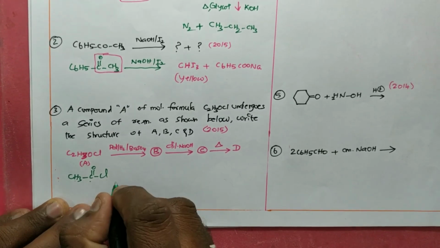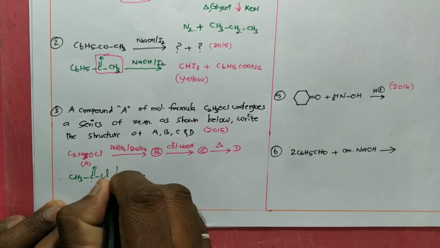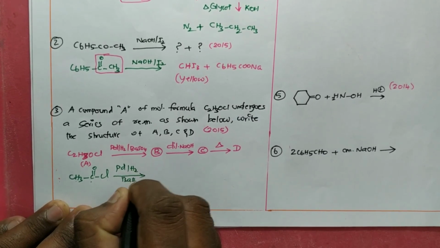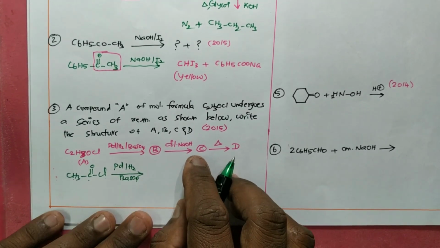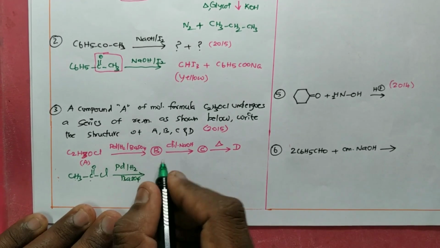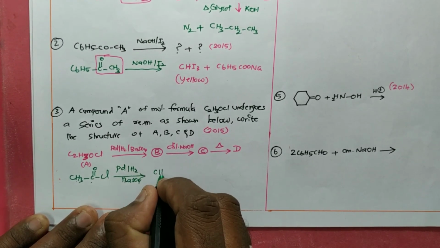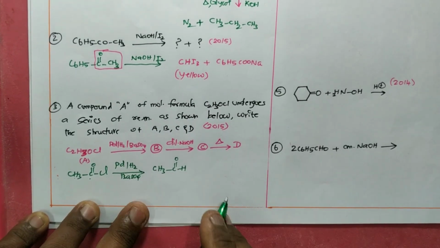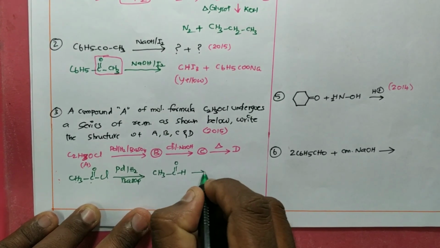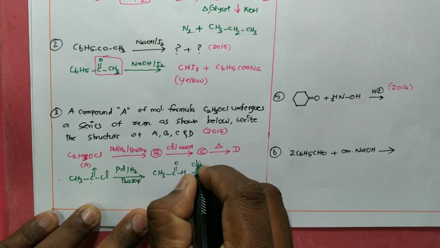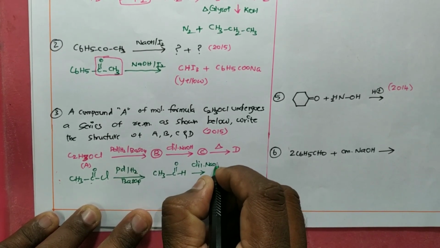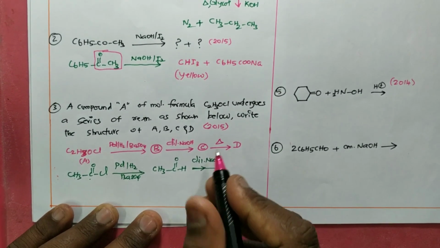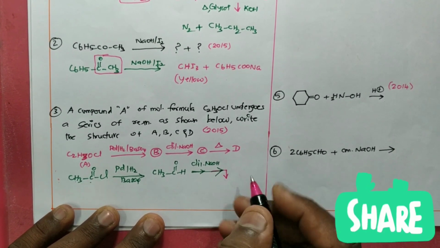And if it reacts with palladium and hydrogen in the presence of barium sulfate, this is nothing but a Rosenmund reduction. Here it gets converted into an aldehyde, that is CH3 C double bond O H. Okay, so I'll be getting an aldehyde. If the aldehyde reacts with dilute NaOH, this is a very simple reaction, so aldol condensation takes place. So I'll be getting an aldol product.